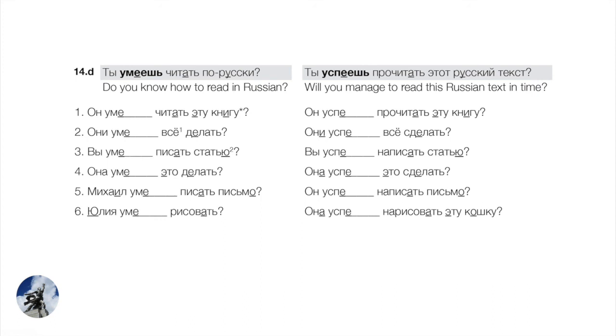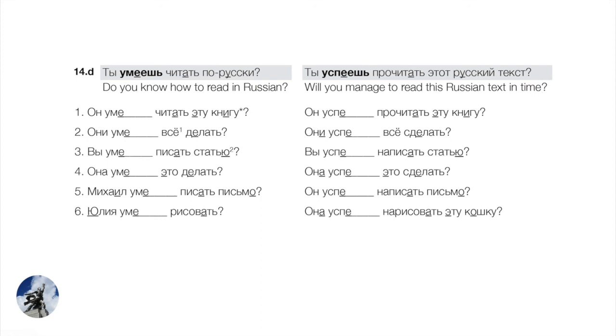Number two, are they able to do everything? Or do they know how to do everything? Они умеют все делать. Okay, will they manage to get everything done? To do everything. Они успеют все сделать. Number three, do you know how to write an article?